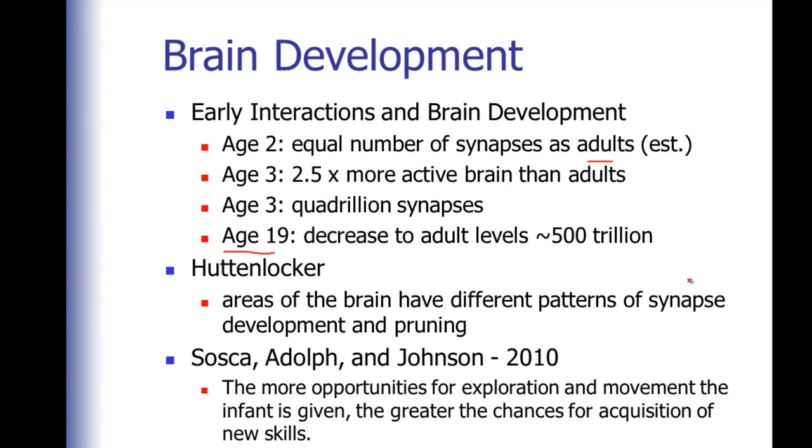Then Hunt and Locker: areas of the brain have different patterns of synapse development and pruning. Scosa, Adolf, and Johnson have determined that the more opportunities for exploration and movement the infant is given, the greater the chances of acquisition of new skills. So what does that mean? Movement, and that's the ability to explore. It doesn't have to be wide open, go outside and run all over, but given things to experience, just interactions with adults, especially parents, can help wire them.